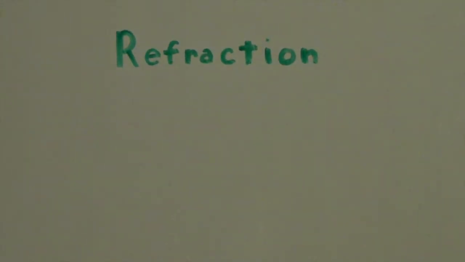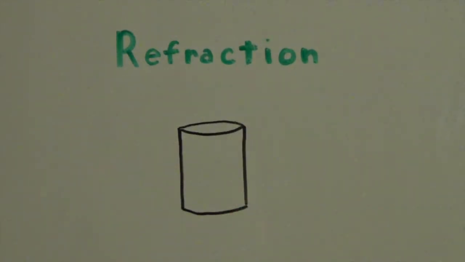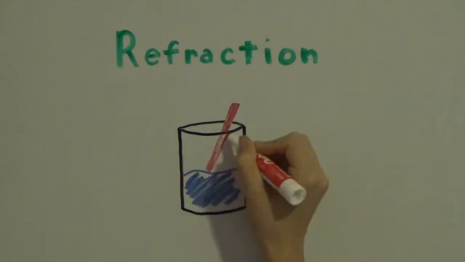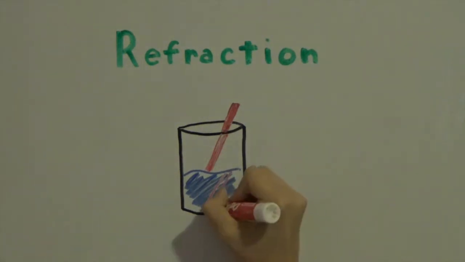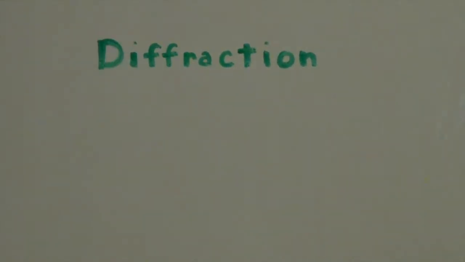Refraction is the bending of light waves in an alternate angle from the original pathway. To imagine refraction, think of a straw in a glass of water. When you look at the straw, it looks like it's been broken into 2 pieces. The light waves that travel through the water are being bent, so the straw looks broken.